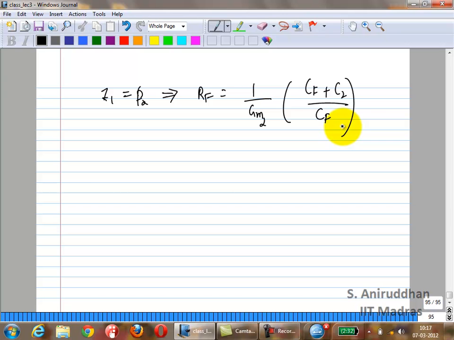Okay, so in today's class, what we are going to see is we are going to look at a couple of ways to generate this relationship. Right? You want this kind of inverse relationship. Okay, we'll look at a couple of ways. How do you make RF look like 1 over GM2? Okay, that is our basic plan for today.